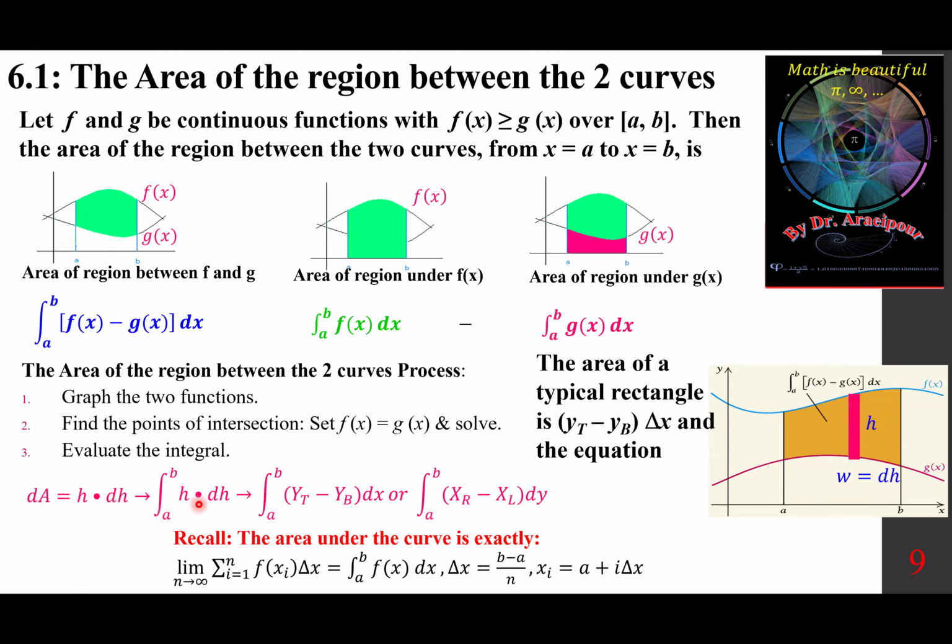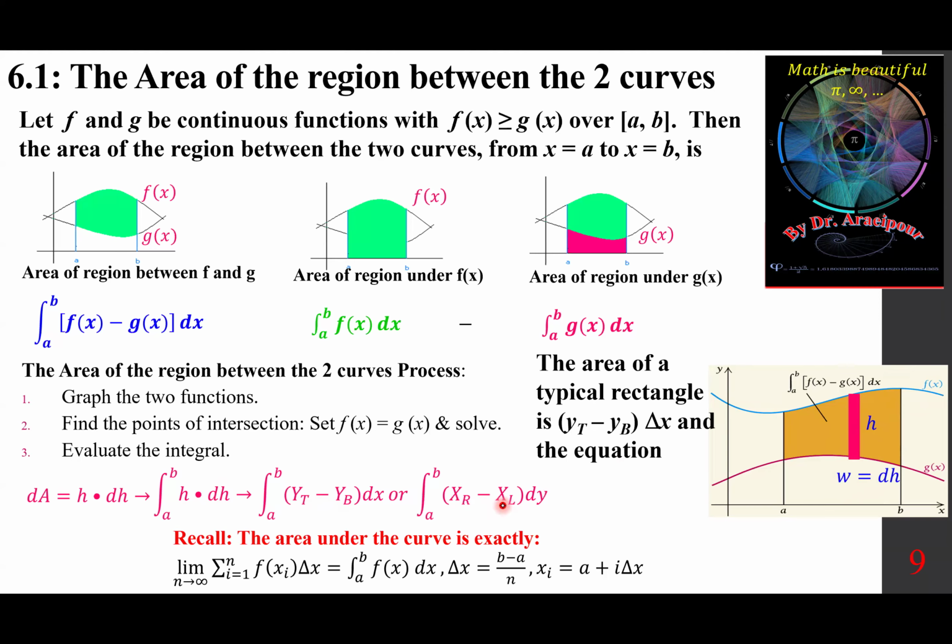The area dA is h dh. For h, you replace it with the proper value, which is y of the top minus y of the bottom. And dh, as I mentioned, in this case is dx, because you sweep it across the x-axis. Or if you have to go from right to left, then it's x of the right minus x of the left. So that depends, okay?